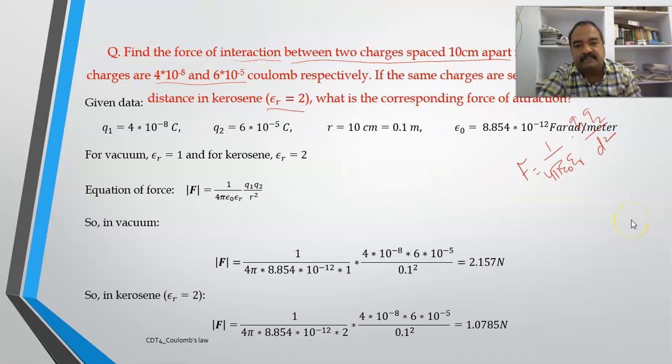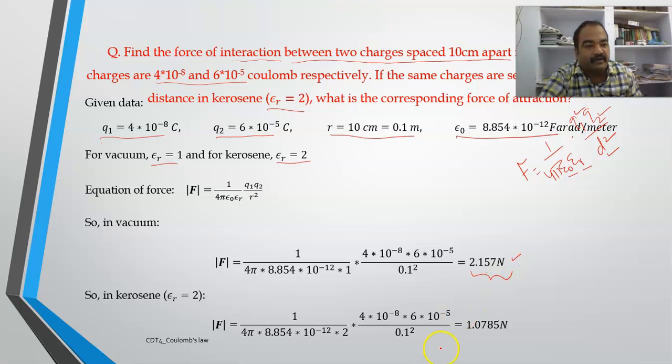If you carefully see, the charges are given as q1 and q2. These are q1 and this is q2, and this is the distance between them, given as 10 centimeters, and this is epsilon naught. So we know q1, q2, d, and the value of epsilon naught. Epsilon r, for vacuum it is 1 and for kerosene it is 2. So I'll directly substitute these values, and what will I be getting? I'll be getting 2.157 newtons. Whereas in the case of kerosene, since epsilon r is 2, I'll be getting 1.0785 newtons.